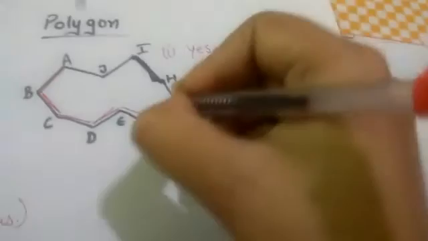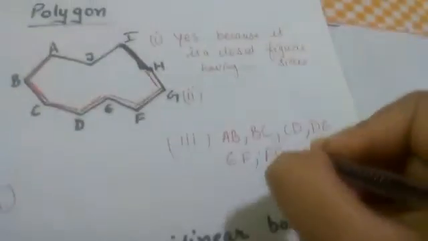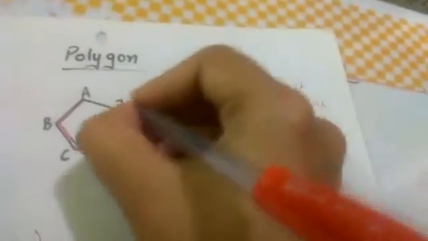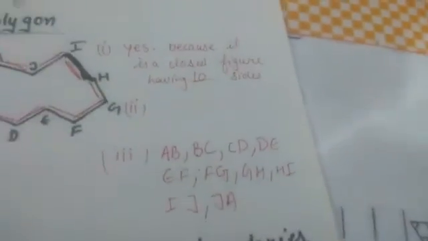This DE, EF, FG, GH, next HI, next IJ, and next JA. Now count it, how many sides are there? 1, 2, 3, 4, 5, 6, 7, 8, 9, 10. So that means 10 sides are there. So I have written here also 10 sides.